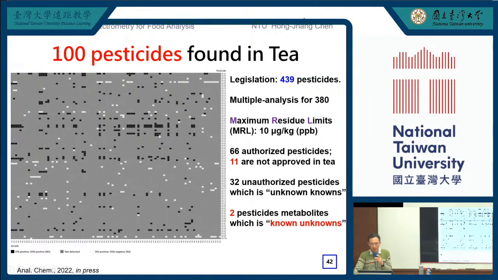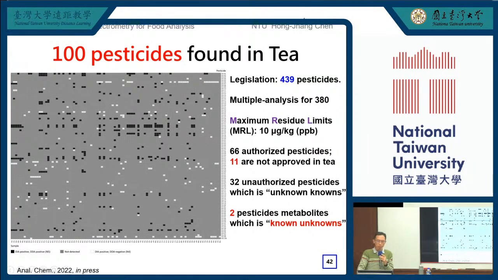Again, there are 32 unauthorized pesticides in Taiwan tea. 32. That means Taiwan farmers use illegal pesticides in our farming. And why don't we know? That's because we just detect 380 pesticides, but not 900, right? But I detect 900, so I find the 32 unauthorized pesticides.